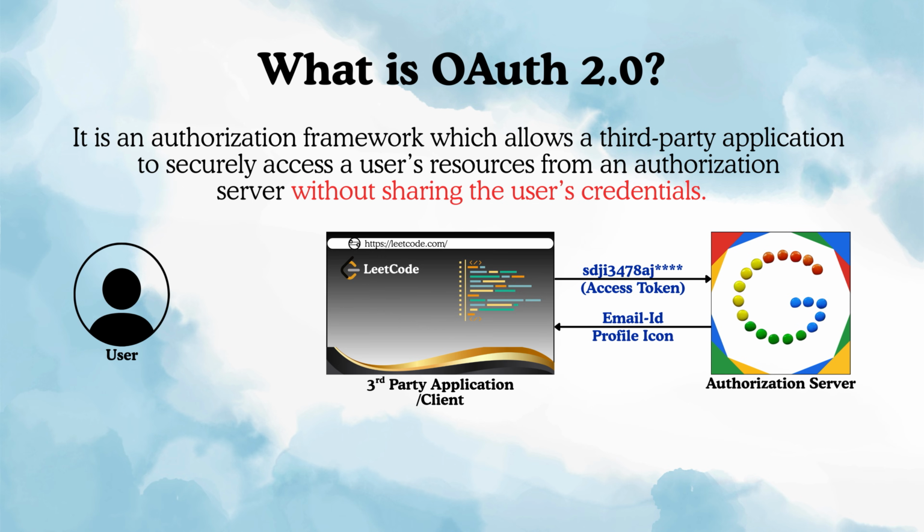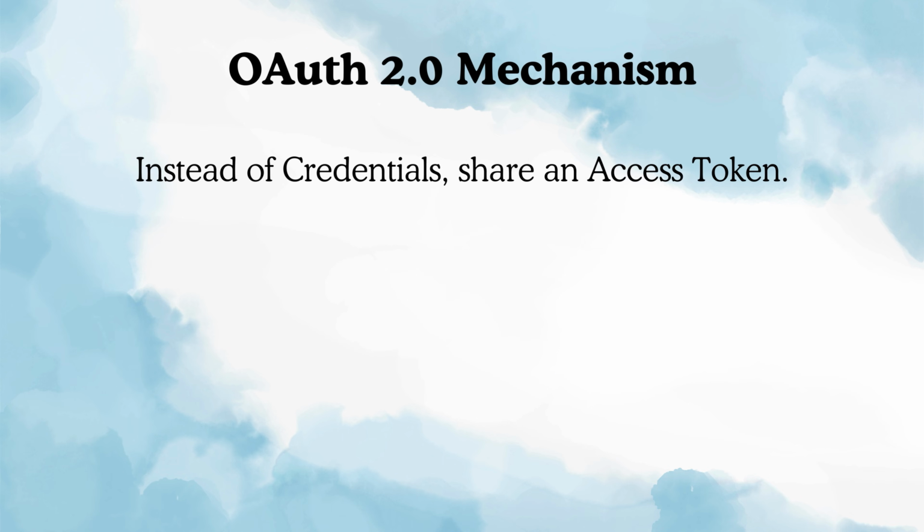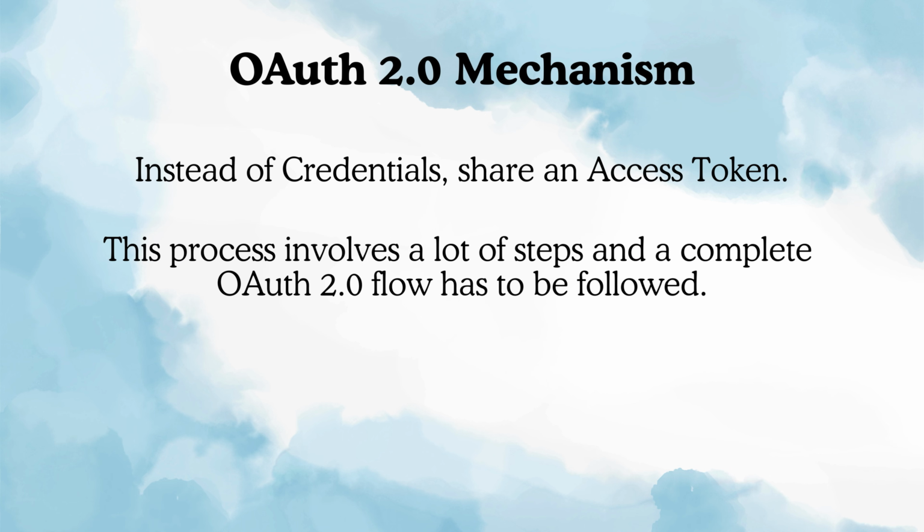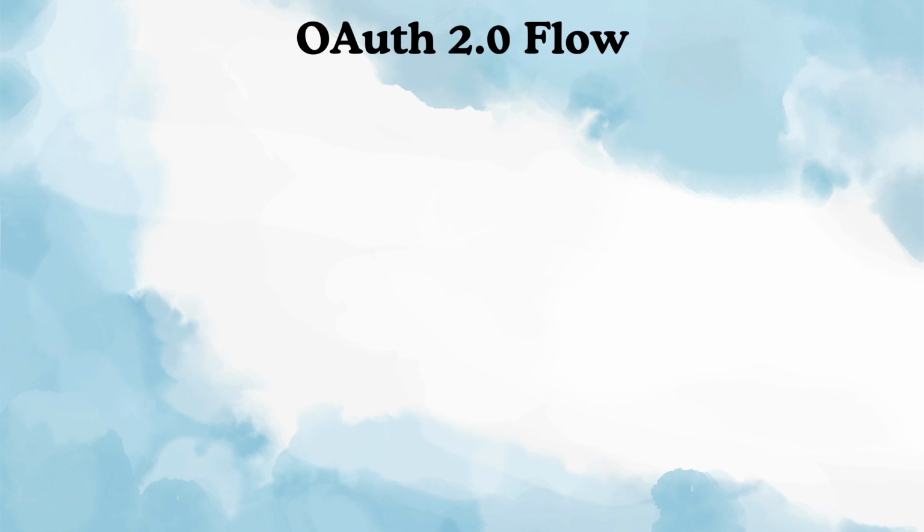Alright, that's the protocol. So it seems easy. Instead of the credentials, an access token has to be sent, but in reality, it is a little more complicated than that because there are a lot of steps involved in this process. There is a complete OAuth 2 flow that has to be followed to achieve this. So now I'm going to teach you about that flow. Alright, let's start with the OAuth 2 flow.